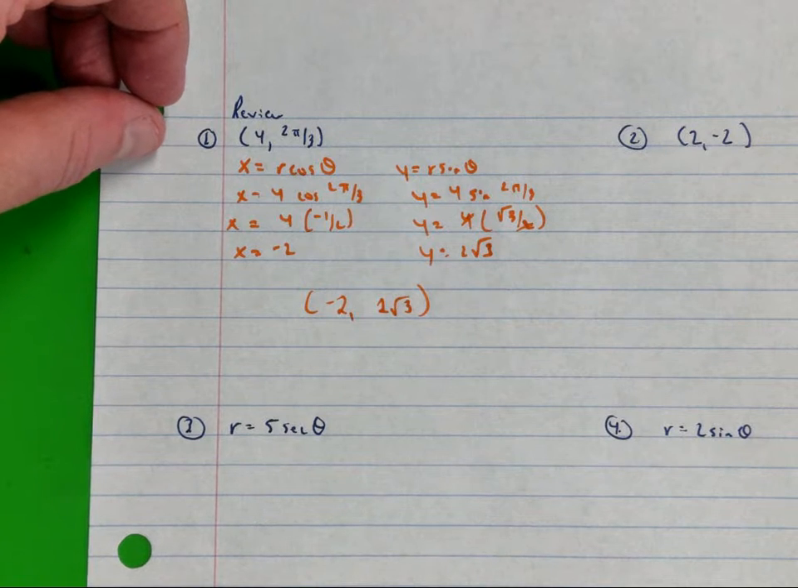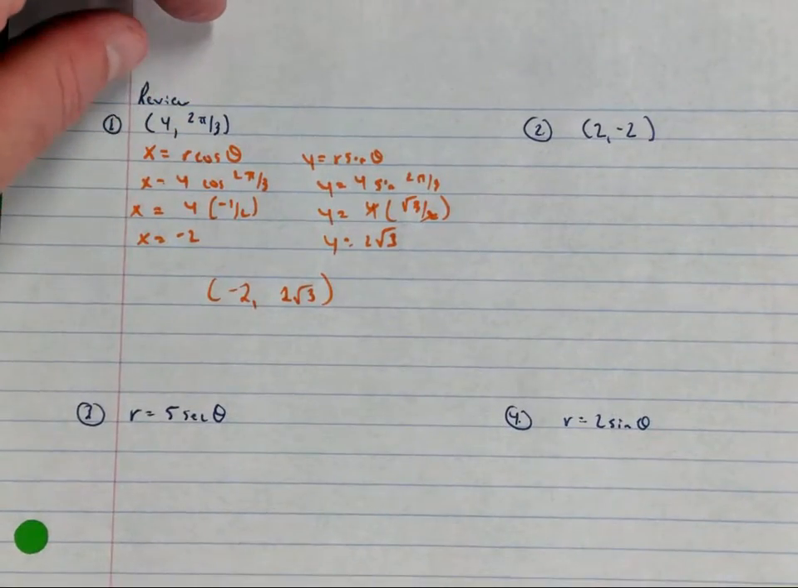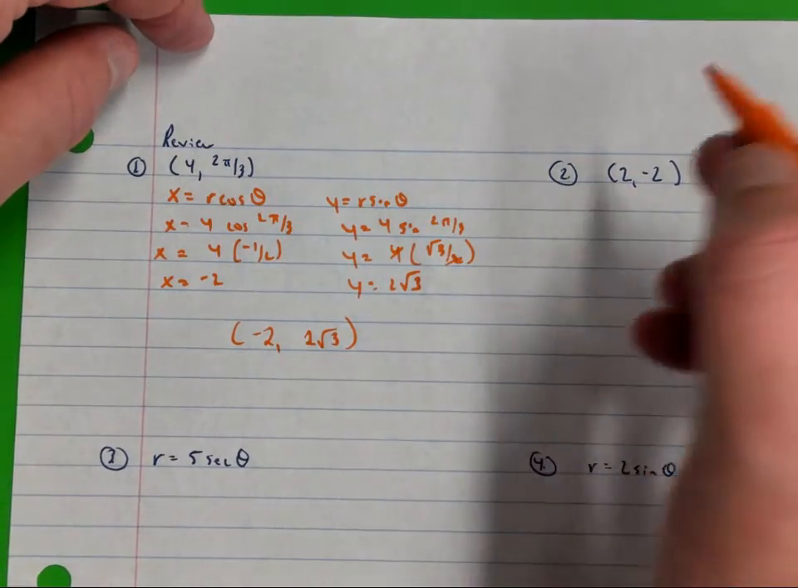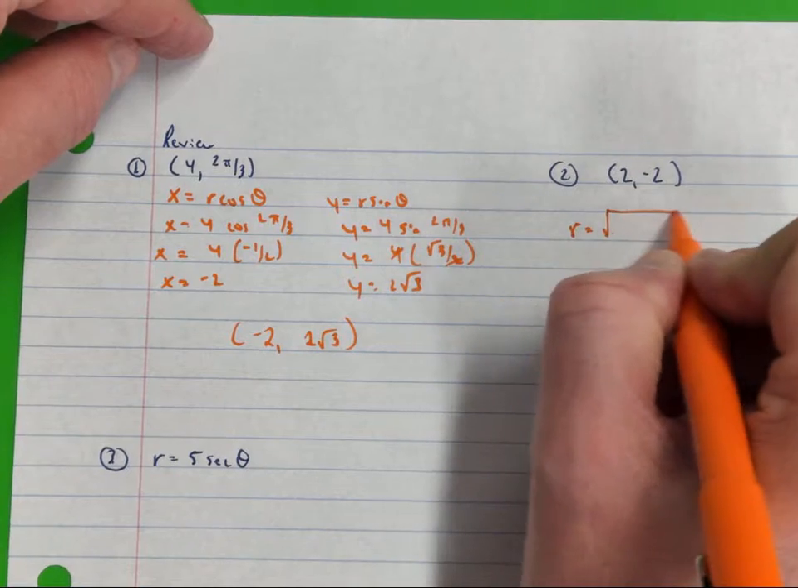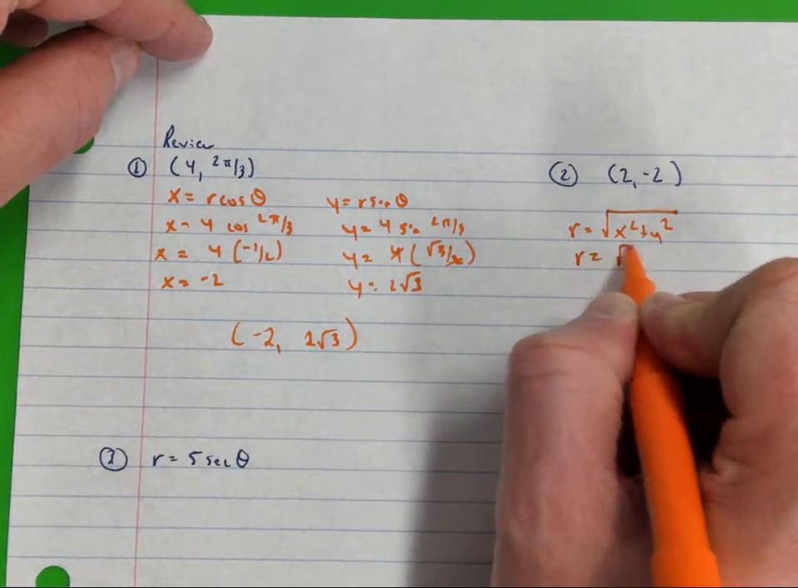Are there any questions? Number 2, what format is that in? Rectangular, and I want what? So I need an r and a theta. R equals the square root of x squared plus y squared.